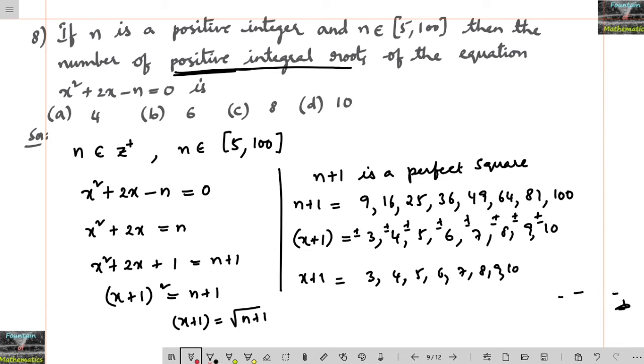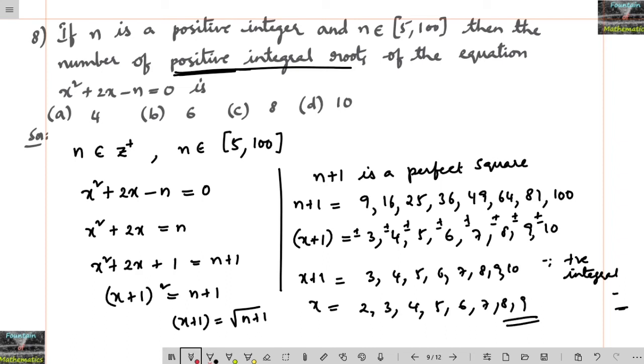I am taking only positive and neglecting negative, since the reason is positive integral roots. So what are the values of x here? 3 minus 1 is 2, 4 minus 1 is 3, 5 minus 1 is 4, 6 minus 1 is 5, 7 minus 1 is 6, 8 minus 1 is 7, 9 minus 1 is 8, and 10 minus 1 is 9.